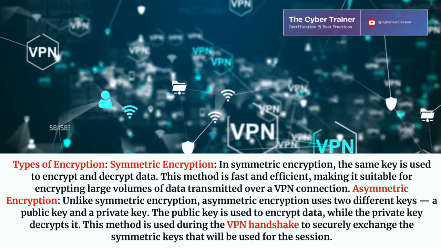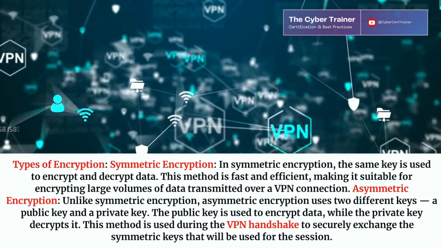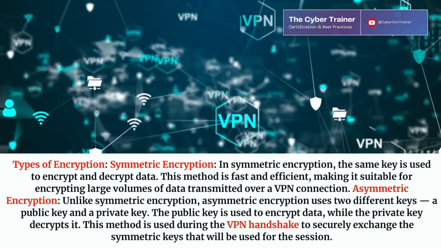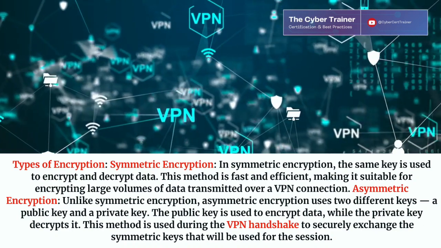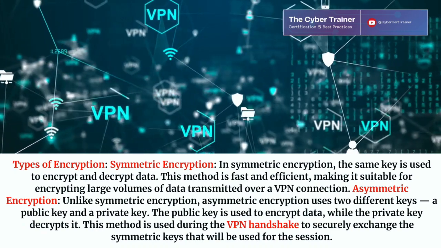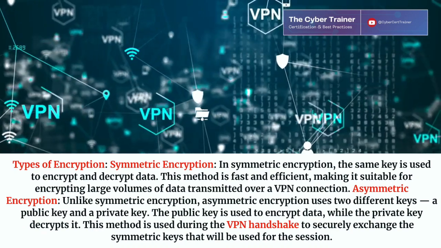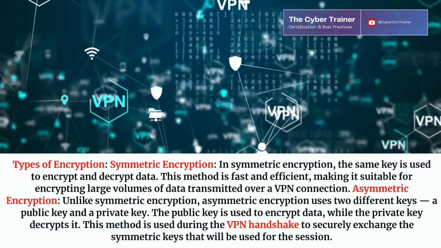Types of encryption. Symmetric encryption. In symmetric encryption, the same key is used to encrypt and decrypt data. This method is fast and efficient, making it suitable for encrypting large volumes of data transmitted over a VPN connection.